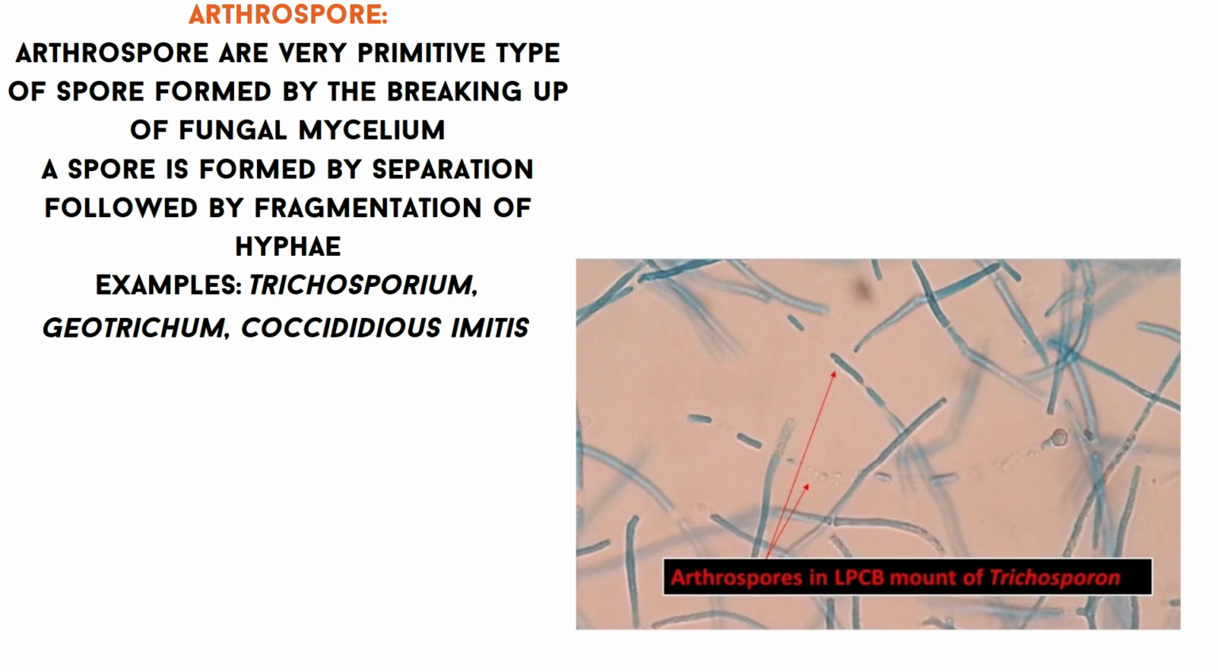Arthrospore. Arthrospore is a very primitive type of spore formed by breaking up of fungal mycelium. Here you can see a fungal mycelium which gets broken into smaller fragments, and these smaller fragments develop into a new hypha. The example here is Geotrichum.